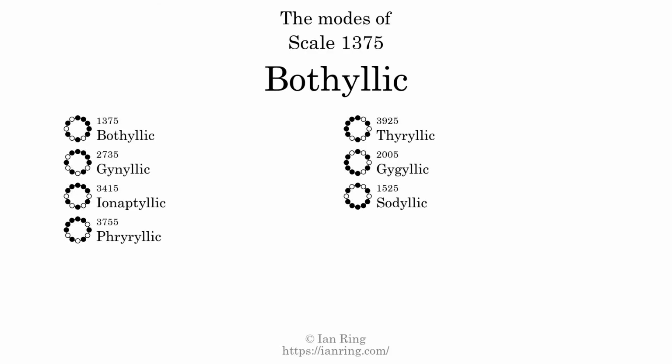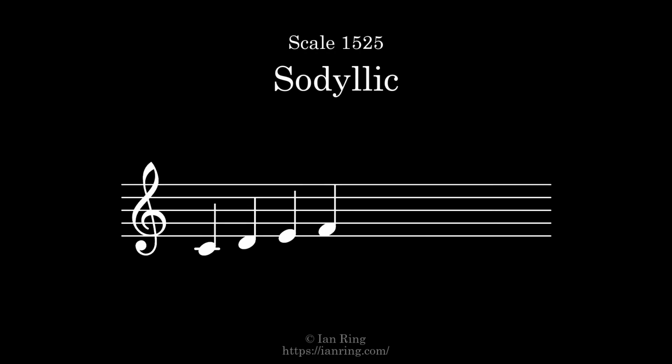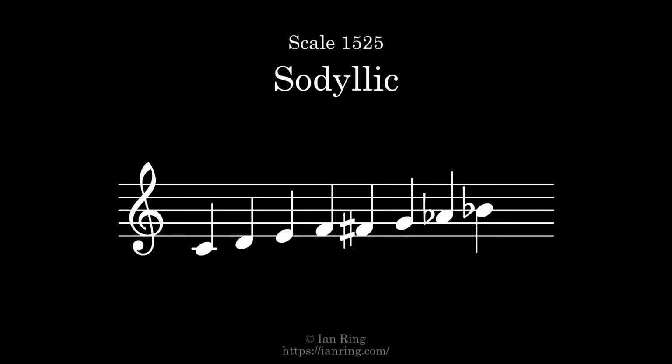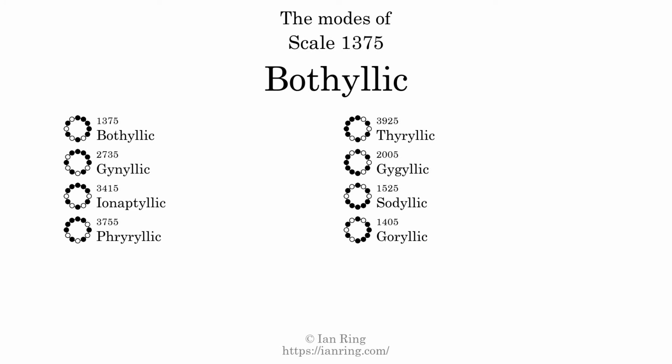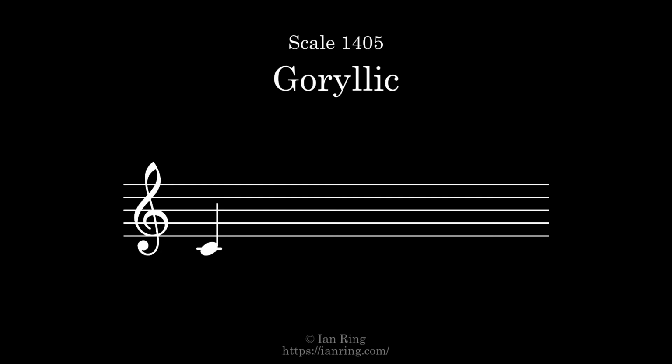The seventh mode is scale 1525, also known as Bothyllic. It sounds like this. The eighth and last mode is scale 1405, also known as Bothyllic. It sounds like this.